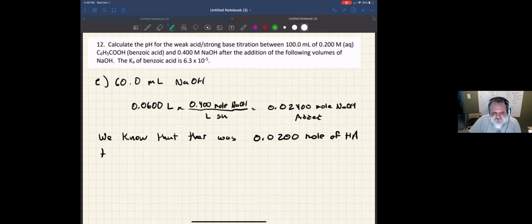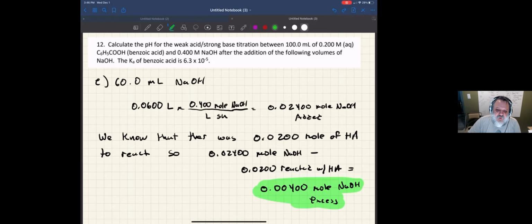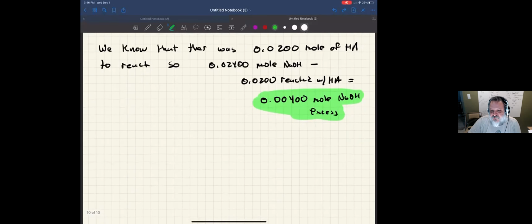So that means that 0.02 moles of that reacted with the base. So in order to figure out how much sodium hydroxide is left, I subtract the 0.02 moles that were reacted. And so that means I have 0.004 moles of sodium hydroxide in excess after I do the titration.